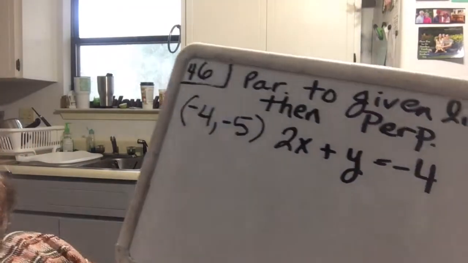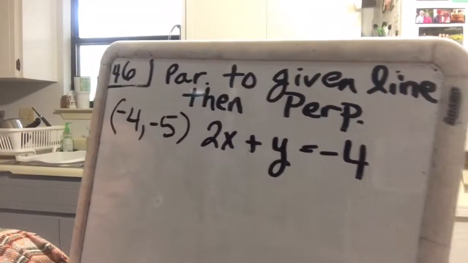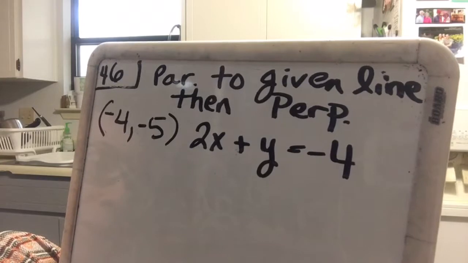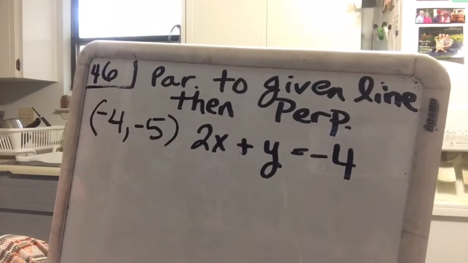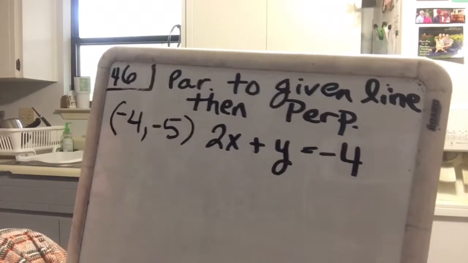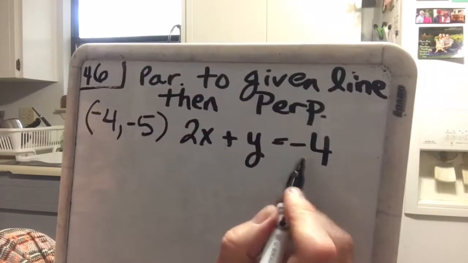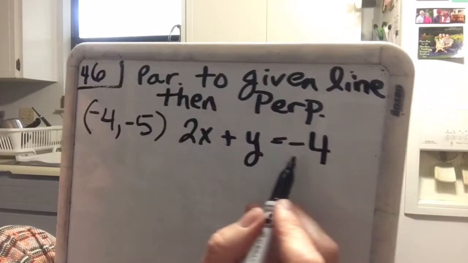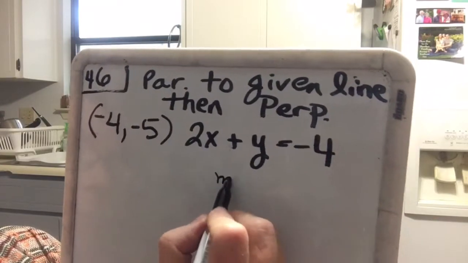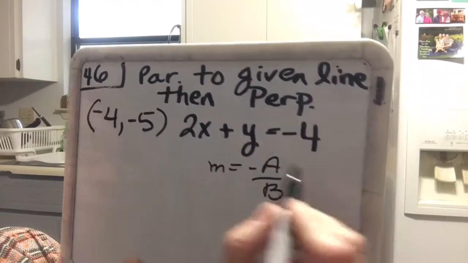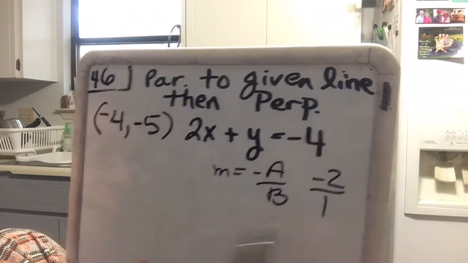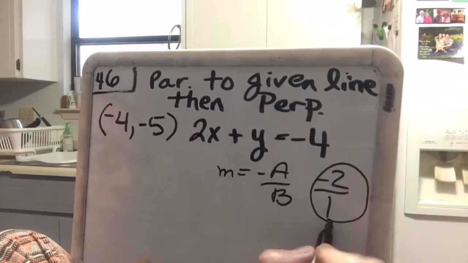Okay, so now we're going to do number 46. Parallel to a given line and then perpendicular to the same line through the given point. Okay, so now this line is in standard form. So the slope is going to be negative A over B, which is going to be negative 2 over 1. Okay, so there's my slope of my given line.